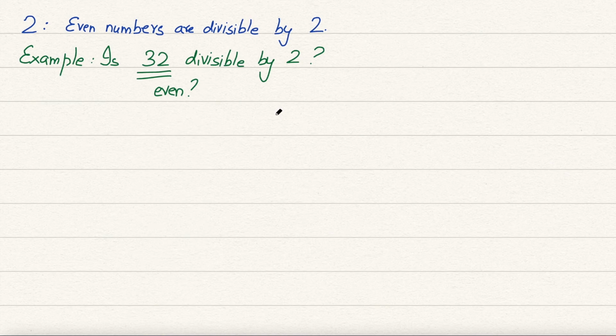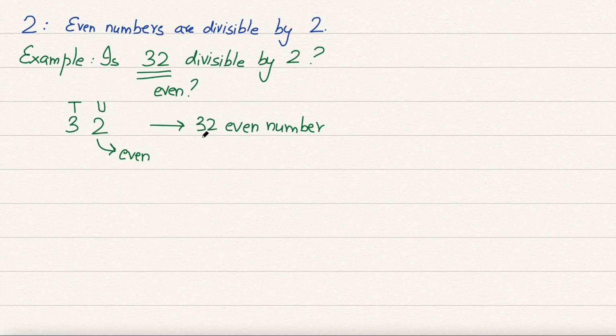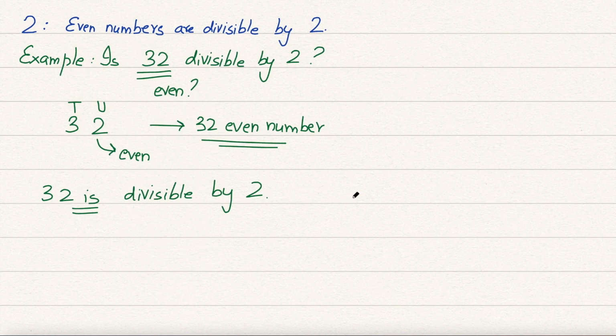How can you determine if a number is even? This is a given number that we want to check. You will check the units digit. This is units and this is tens. To check if the unit digit is even, then the entire number is even. Since 2 is an even number, that means number 32 is also an even number. Since 32 is an even number, that's why 32 is divisible by 2.